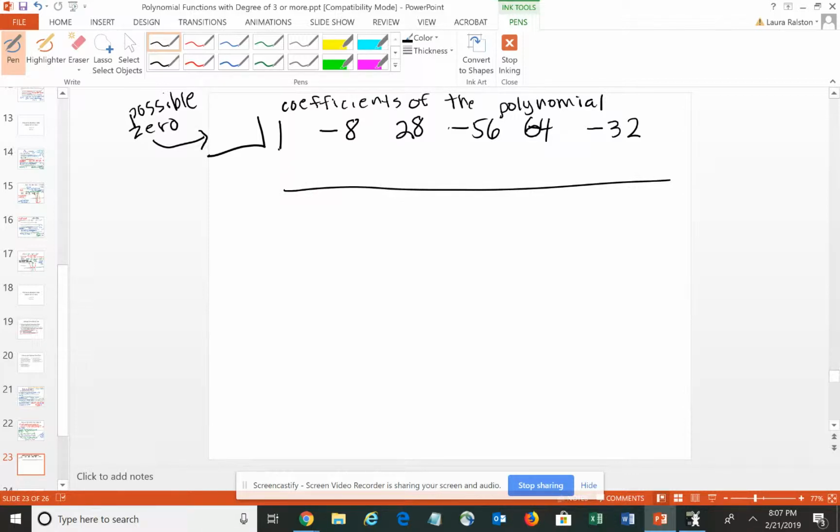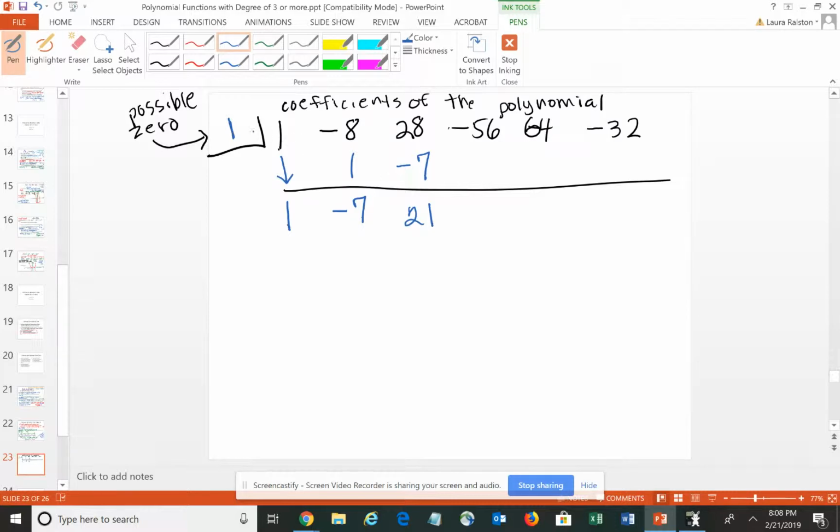Now, unfortunately, this is the one case where it becomes a little bit of trial and error. Okay. So maybe I'm going to start with the number 1. Okay, so here's how synthetic division works. You drop the 1, and then you multiply. 1 times 1 is 1. Then you add. Negative 8 plus 1 is negative 7. Multiply. 1 times negative 7 is negative 7. Add. 28 plus negative 7 is 21.